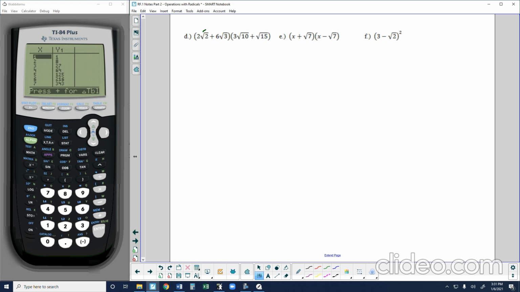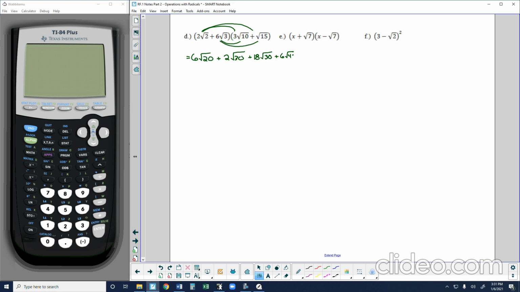So let's distribute here. So I'm going to take 2 root 2 times 3 root 10. 2 times 3 is 6. Root 2 times root 10 is root 20. Then I'm going to take 2 root 2 times root 15. So the 2 would remain on the outside. Root 2 times root 15 is root 30. I distribute the 6 root 3. So 6 times 3 is 18. Root 3 times root 10 would be root 30. Then I distribute 6 root 3 to root 15. So 6 root 3 times root 15 would be 6 root 45.